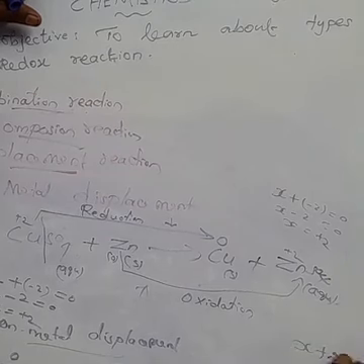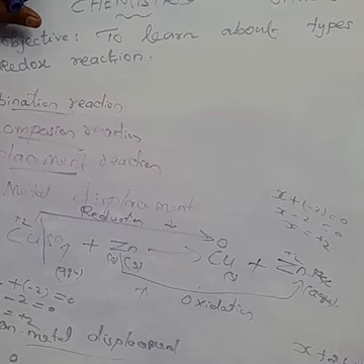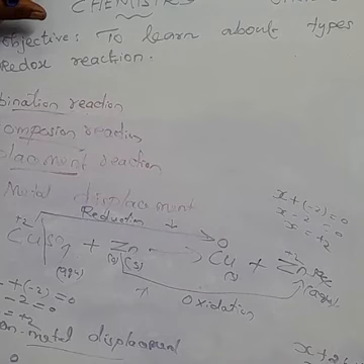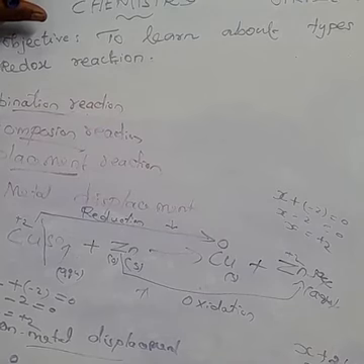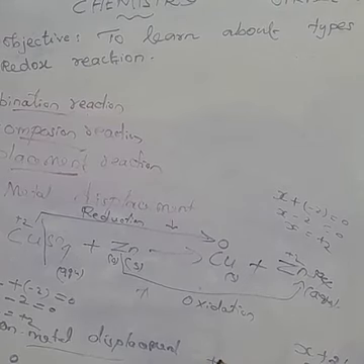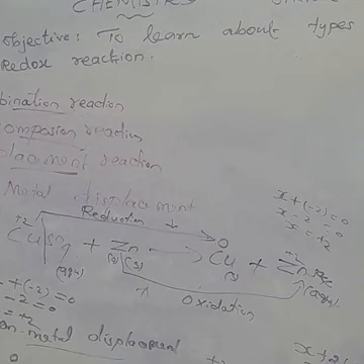Zinc times chlorine now is -1. Am I right? -1 is equal to 0. So what's the answer? X minus 2 is equal to 0. Am I right? X is equal to plus 2. So here the charge becomes plus 2 for zinc. So now the reaction goes from 0 to plus 2.